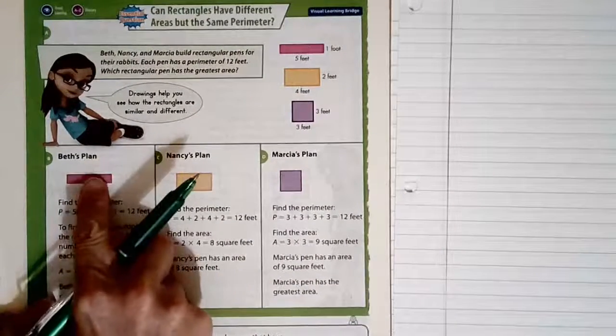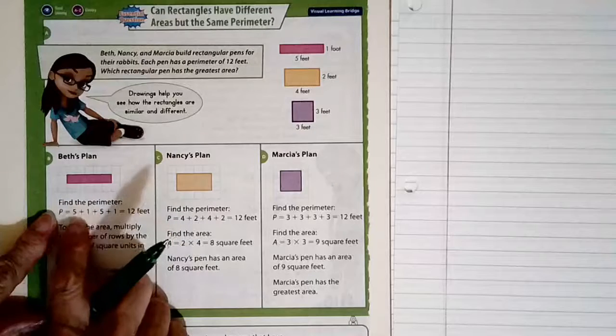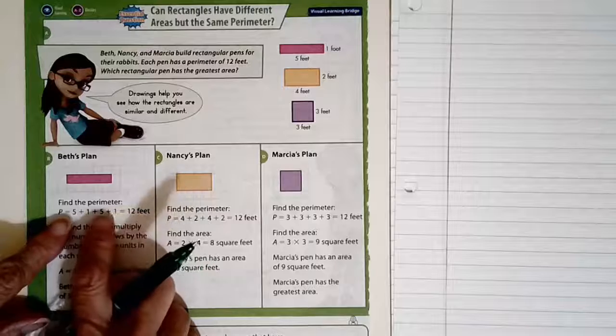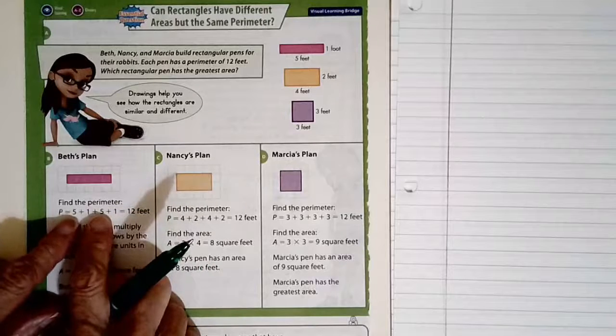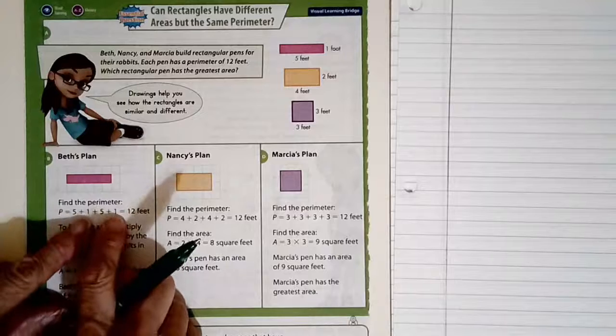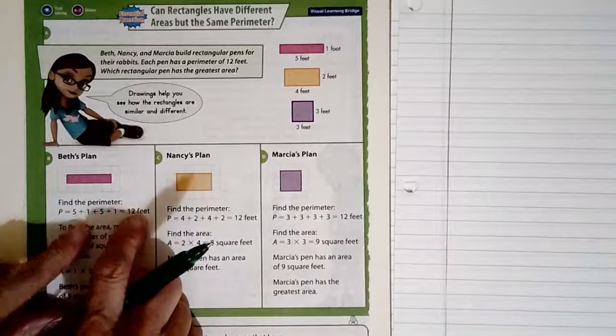So on Beth's plan, find the perimeter. 5 plus 1 plus 5 plus 1 equals 12 feet. I like to remember, I like to use my doubles first. So 5 plus 5 is 10, 1 plus 1 is 2, 10 plus 2 equals 12.